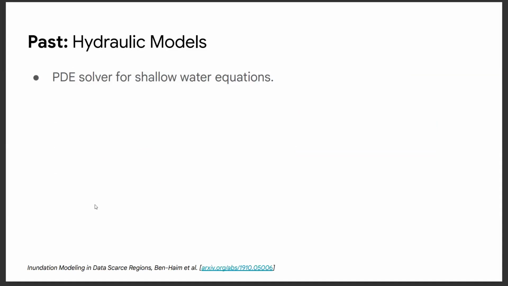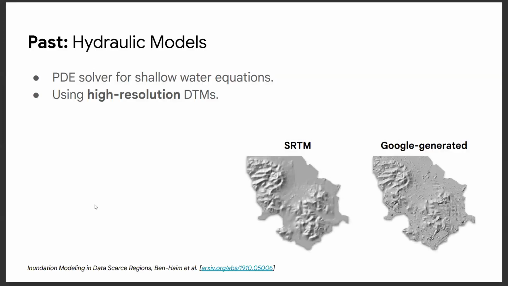So what is the hydraulic model? It's just solving numerically the flow equations. And for doing this accurately, we need high resolution elevation maps. And the currently openly available elevation maps are of low resolution or not high enough quality. So we've generated DEMs ourselves, and we had to run a lot of simulations. So for that, we used Google TPU supercomputers.